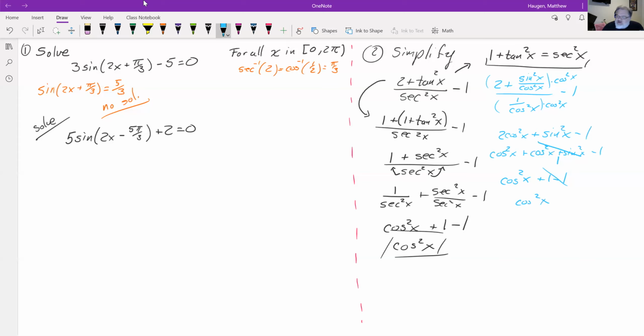Why don't you guys take a minute? If you have any questions on that simplify, let me know. But take a couple of minutes. I'll give you 2 or 3 to solve that 5 sine 2x minus 5 pi over 3 plus 2 equals 0. So we have one of these solvings that we can practice that actually has a solution.